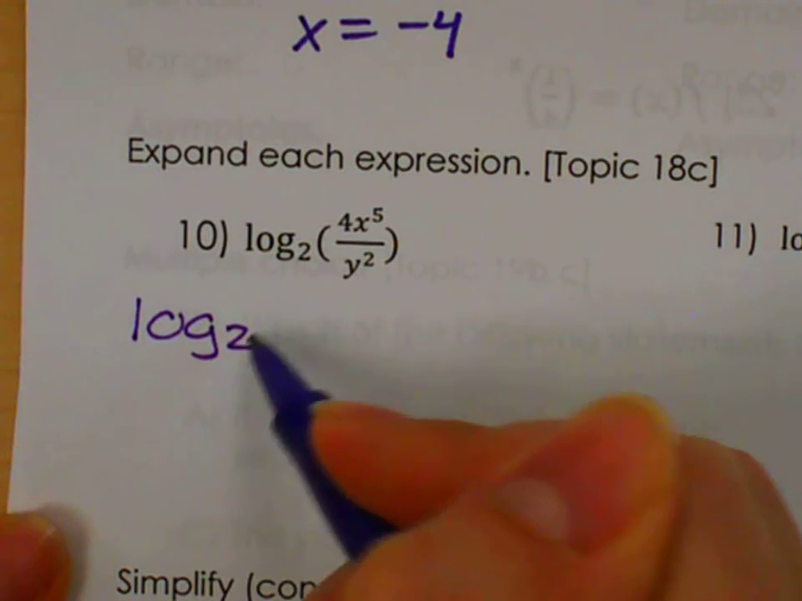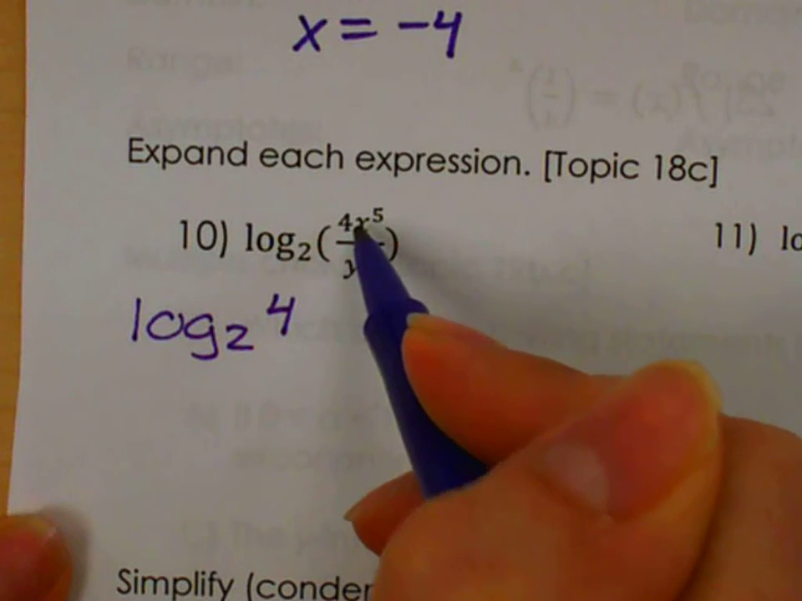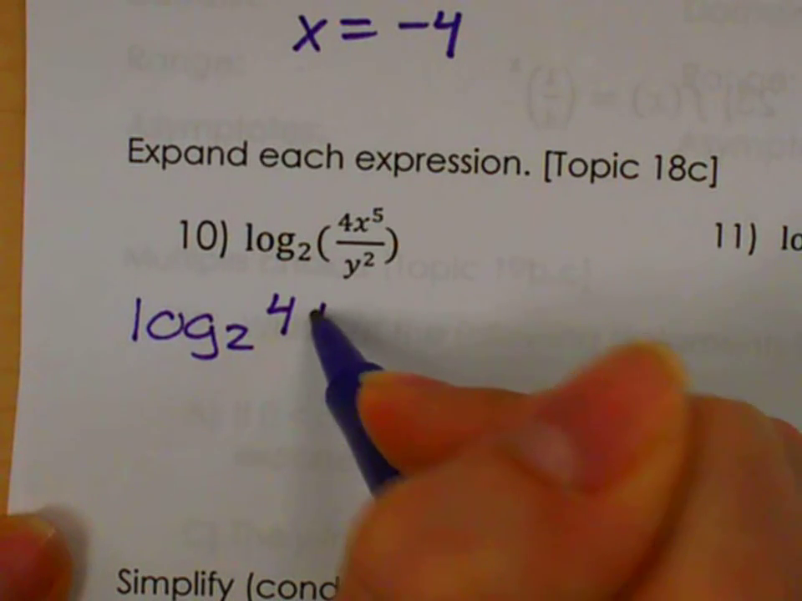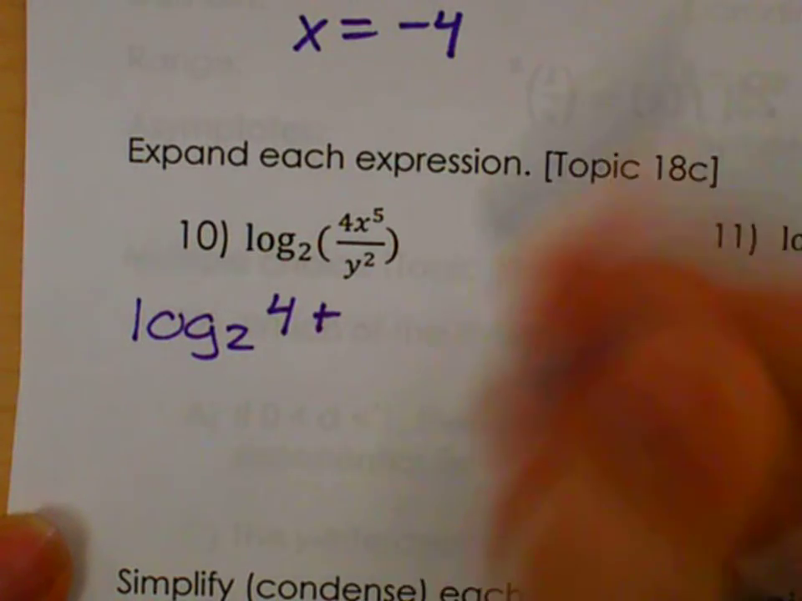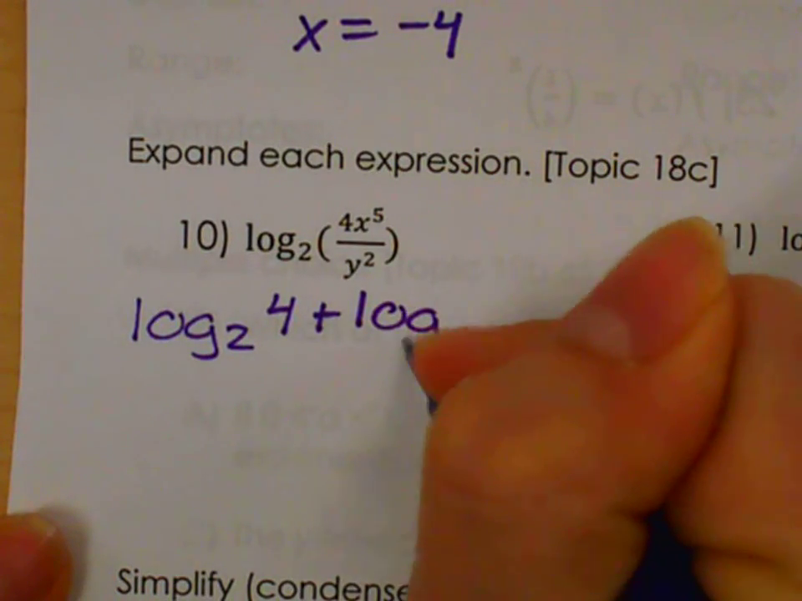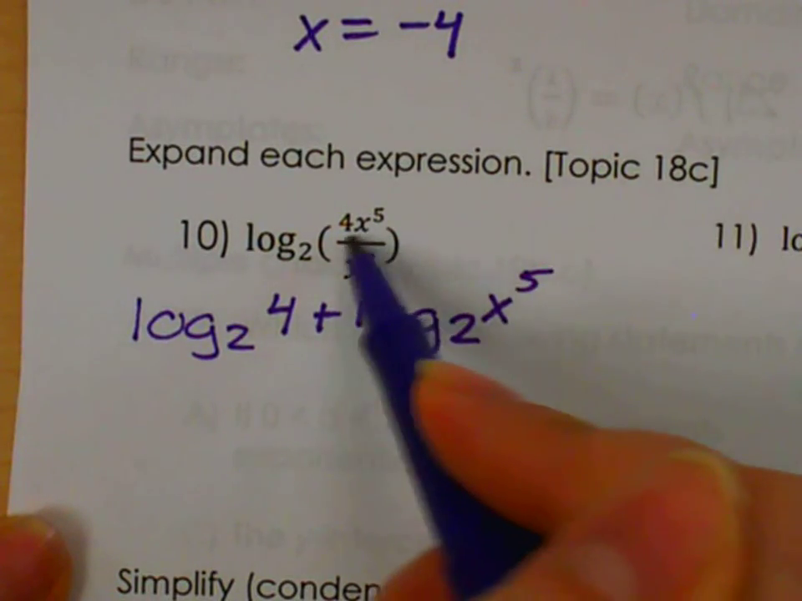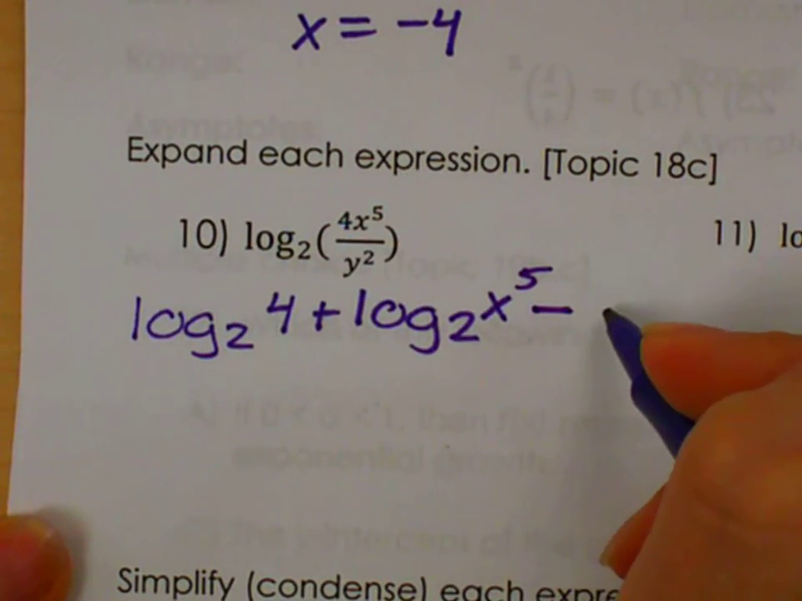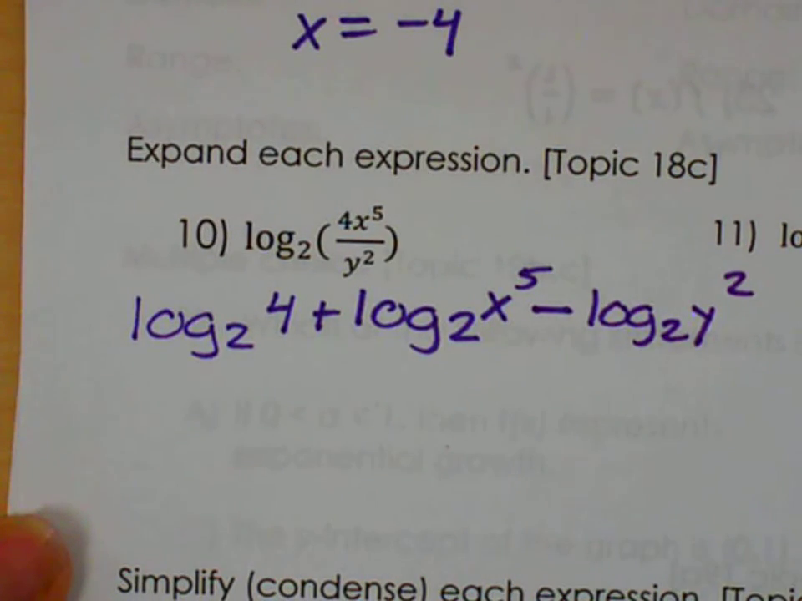So log base 2 of 4, that multiplication turns into a plus. So 4 times x to the 5th, that's where the plus came from, that multiplication. Again, keep your base the same. Log base 2, x to the 5th, and then that division sign here is minus. That turns into minus log base 2 y squared.